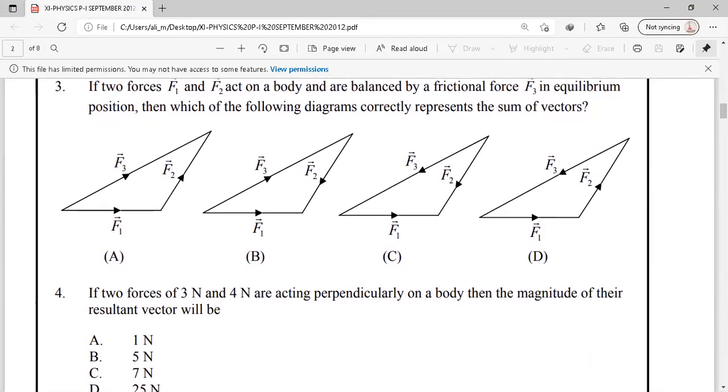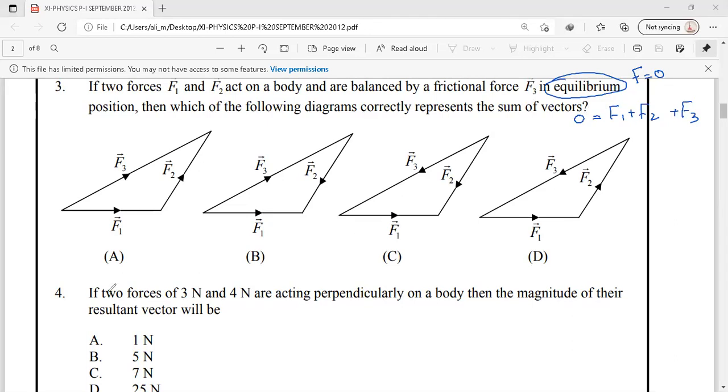If two forces F1, F2 on a body are balanced by the frictional force F3. So we have three forces. One is F1, F2, and the resultant is F3 because this force is balanced by the other two forces. So the body is in equilibrium position. Equilibrium position is the one in which the net force acting on the body is zero. This means that the sum of these three forces must be equal to zero.